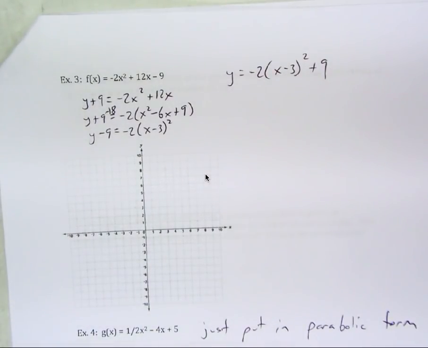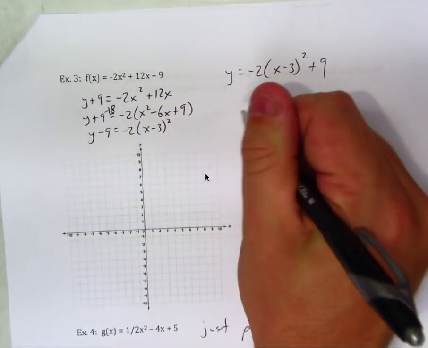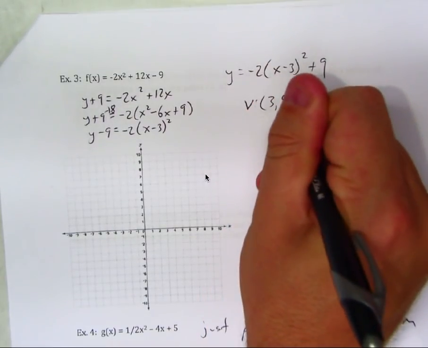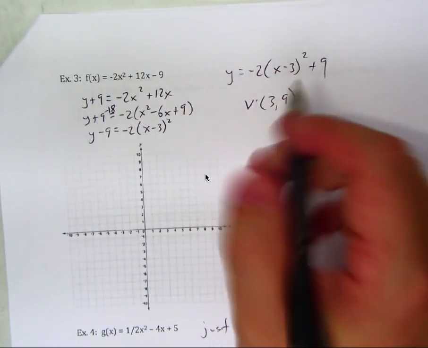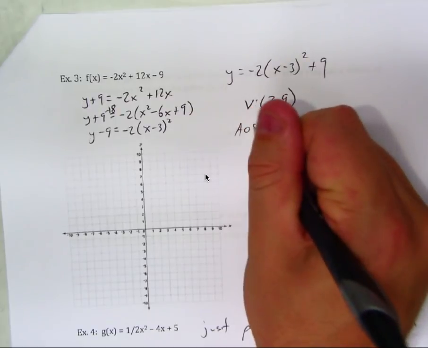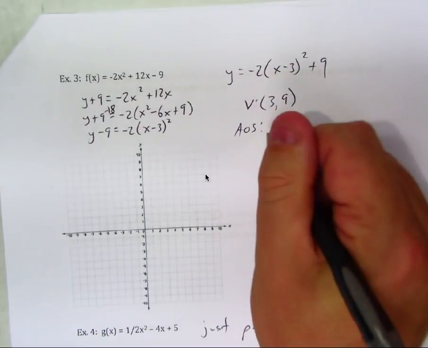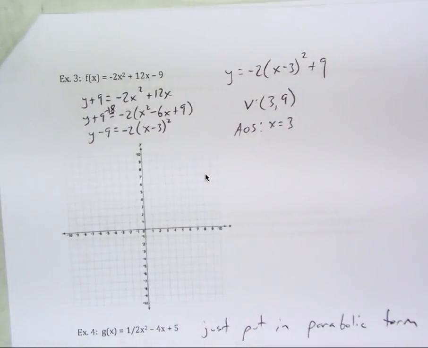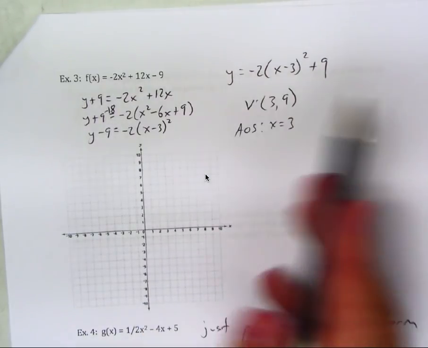And now we can answer all those questions. So we know our vertex is going to be positive 3, positive 9. The axis of symmetry, it's going to be that vertical line that cuts it in half, going through the x coordinate of the vertex, so x equals 3. It said, does it open up or down? Well, since a is negative now, you have a negative a, so it opens down.